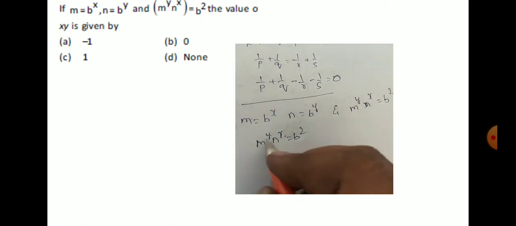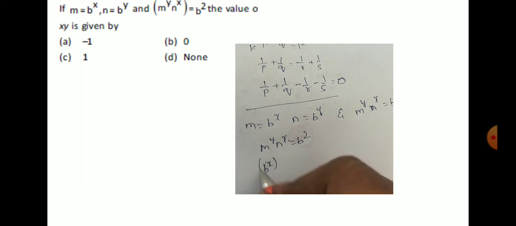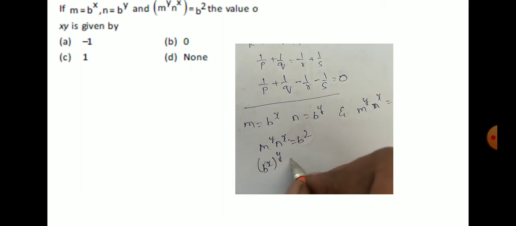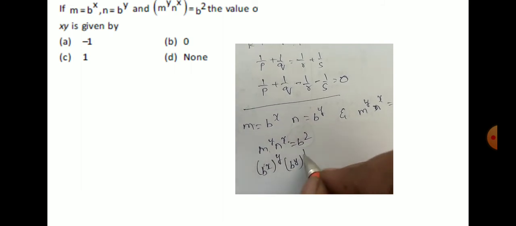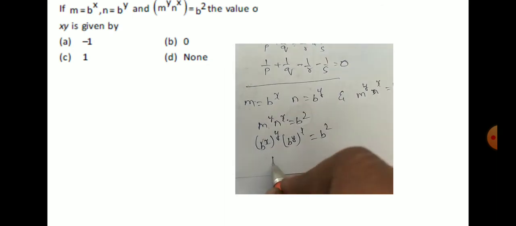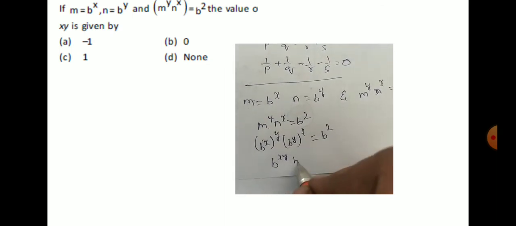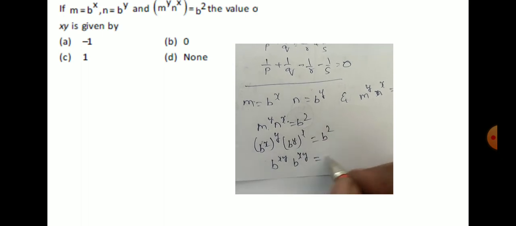Given m power y into n power x is equal to b square, right? You substitute the value of m here. m is nothing but b power x whole power y into b power y whole power x, equal to b square. Okay, it's nothing but b power xy into b power xy is equal to b square.